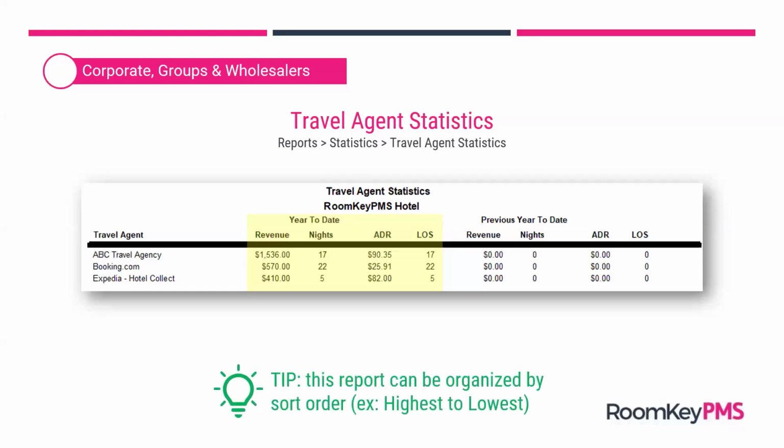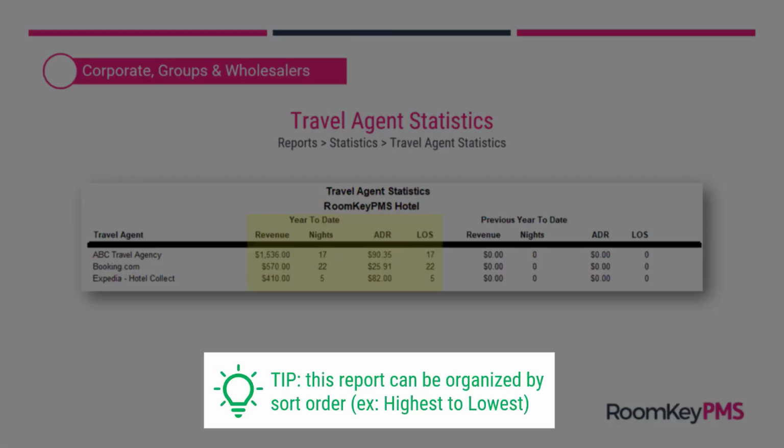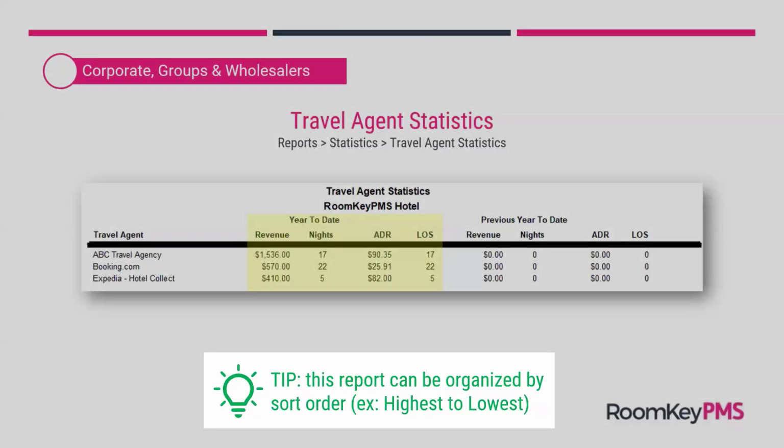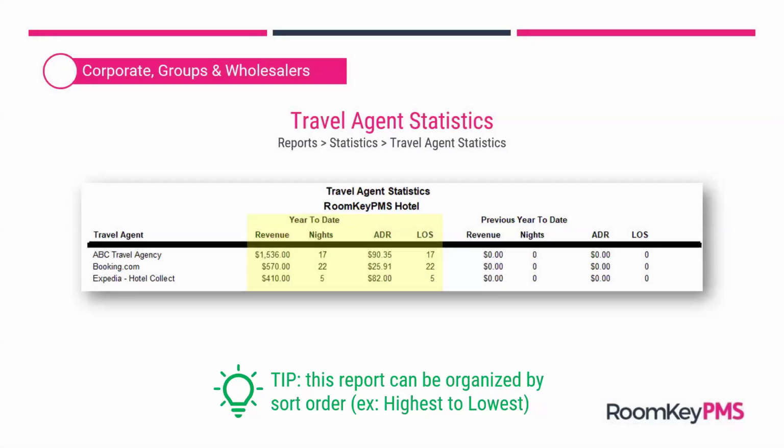I do have a little tip from our support team just regarding this report. If you have several travel agent accounts created, you can organize this report. In this example, I have selected the highest to lowest sort order. So it shows me the highest revenue at the top all the way down to the lowest revenue at the bottom.